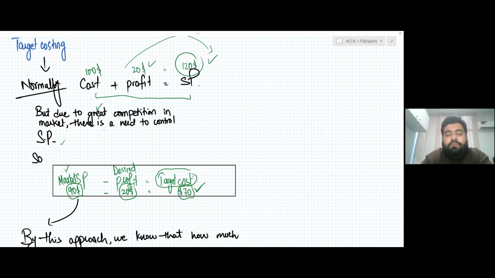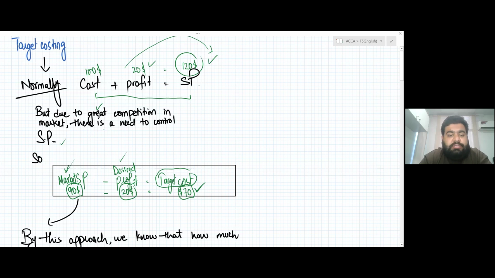If you are achieving this target, you can earn the desired profit as well, and you can sell at the market rate. Obviously the market is offering $90, so you can sell it easily. But in case you are not able to manage that, then it's an issue for you, because no one will take a calculator from you at 120 or more than 90. So maybe you have to lower your desired profit.